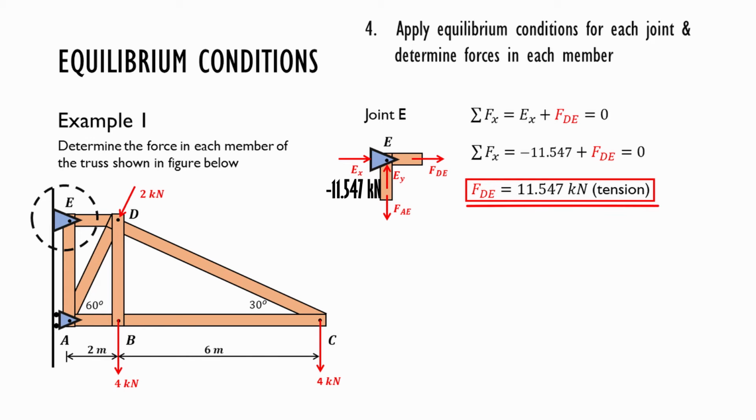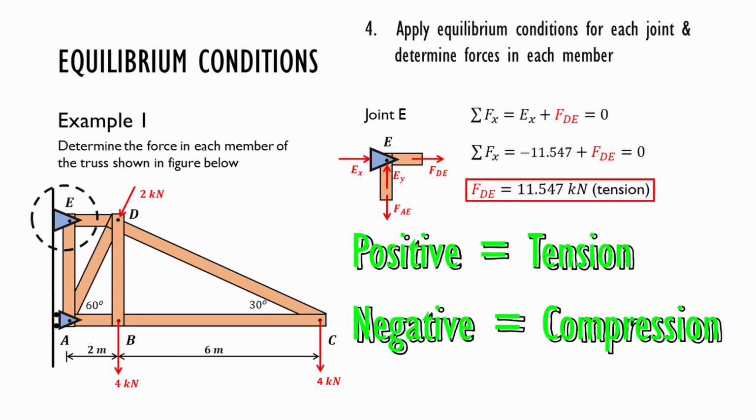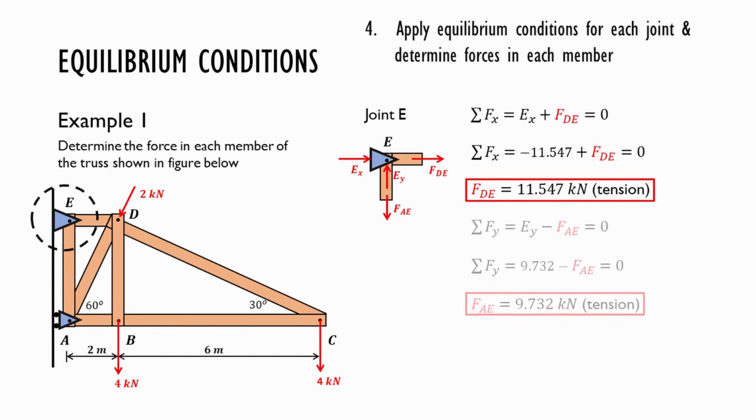11.547 kilonewton. And we also know the member DE is in tension because FDE is positive. So the actual direction is the same as the direction of the arrow. Thus, it's stretching the member. So it's in tension. This is another tip. In the free body diagram, when you draw the force in the member pointing away from it, and later in calculation, if you get a positive value, it means the member is in tension.